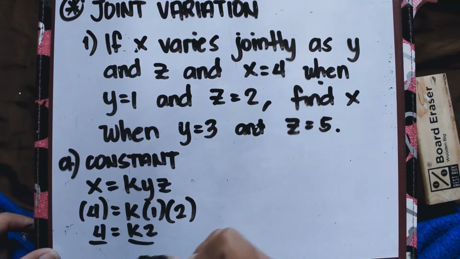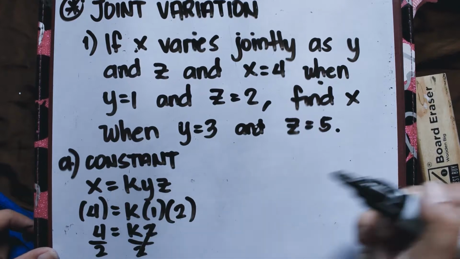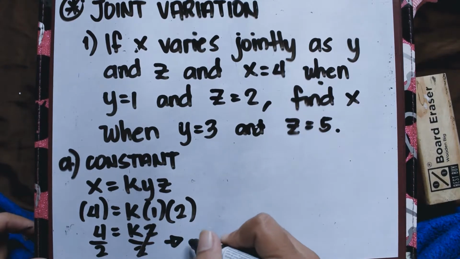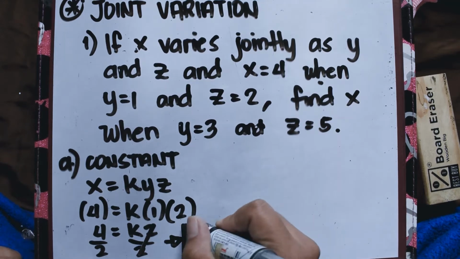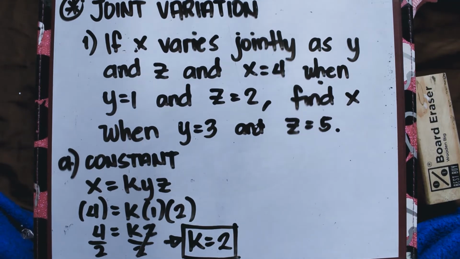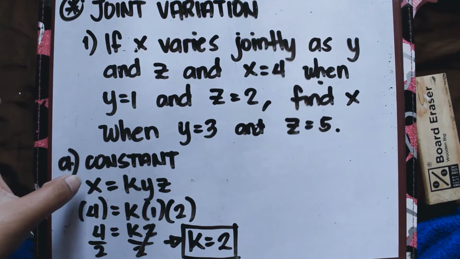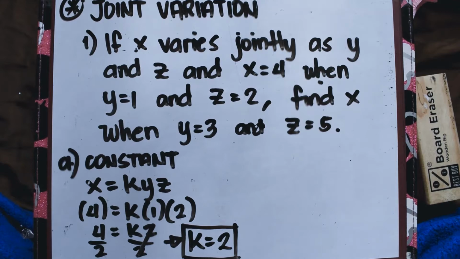Divide both sides by 2, since yun ang kasama ng ating constant. So cancel. Dito ko na lang ilagay. Our constant now is 4 divided by 2, we have 2. Nakuha na po natin ang ating constant of variation. Parang direct lang din. Unang hinahanap si constant, translate muna and then substitute the value.